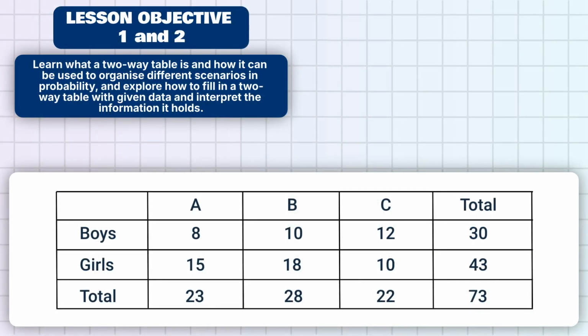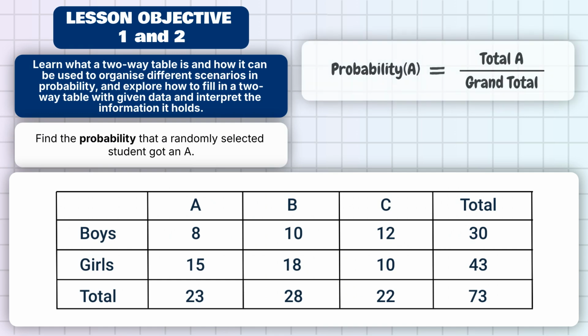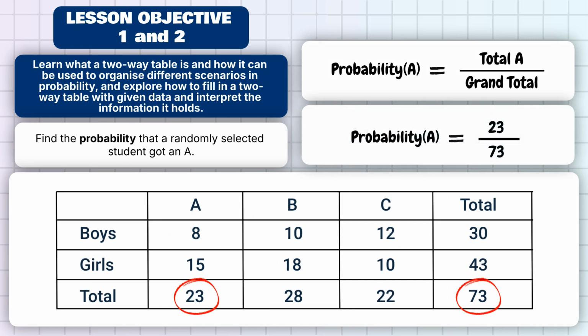Now that we have our table filled out, we can use it to find probabilities. For example, if we want to find the probability that a randomly selected student got an A, we can use the total number of A grades and divide it by the grand total number of students. Probability of A equals the total of A divided by the grand total, which equals 23 over 73.